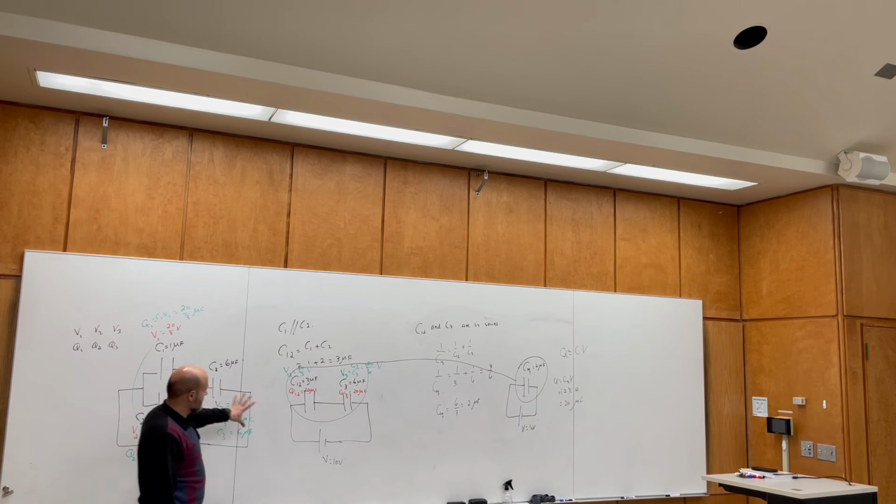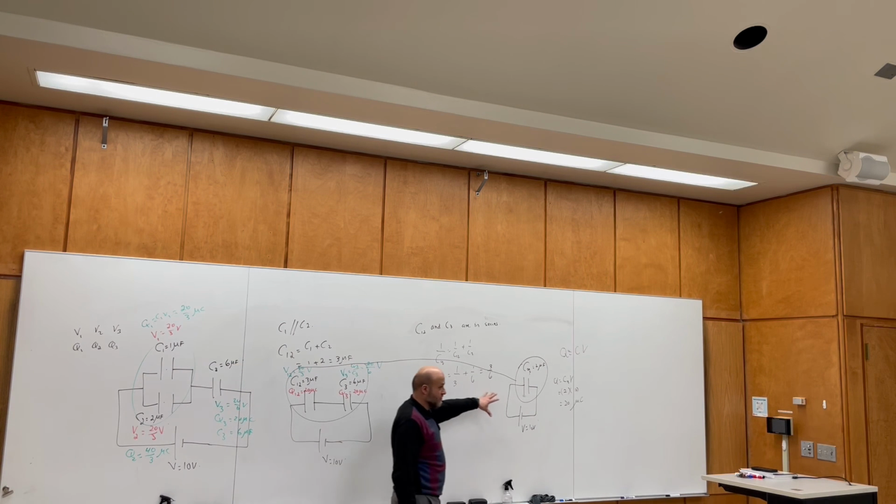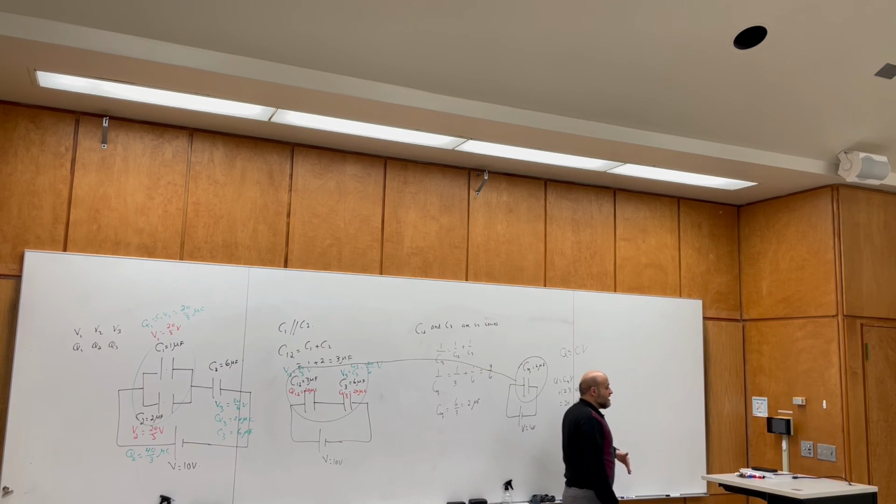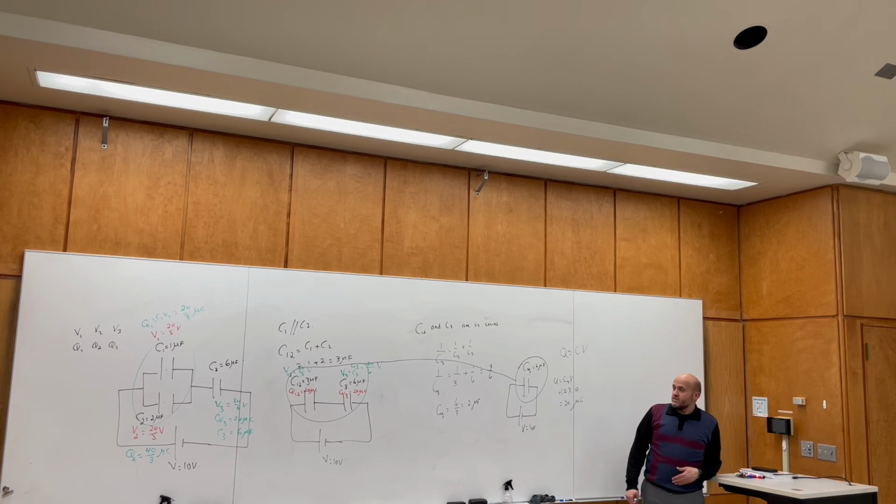So for this type of circuits, you have to simplify it until you get to the first or the simple one. Then you go backwards. When they are in series, they have the same Q. When they are in parallel combination, they have the same voltage. And then when you have 2 of them with these values, you can find the third one using this equation.